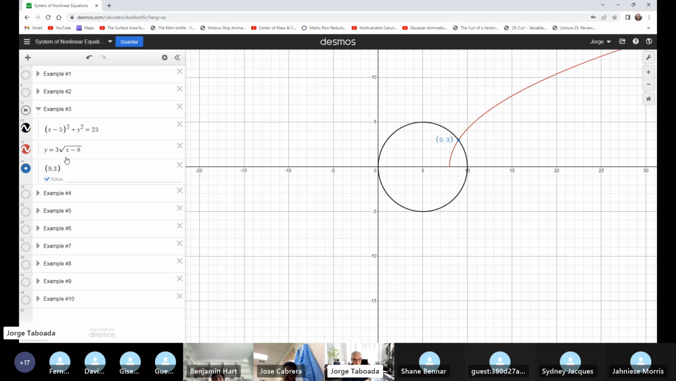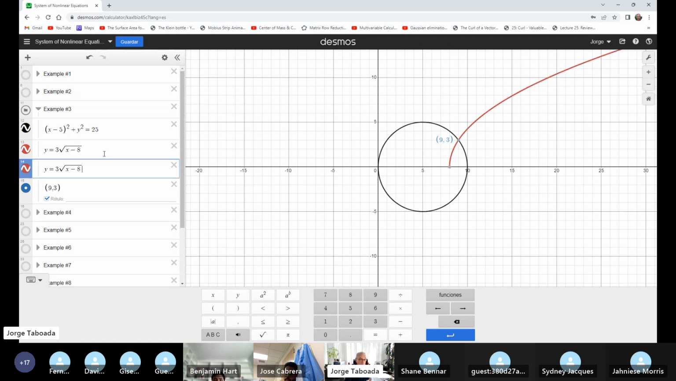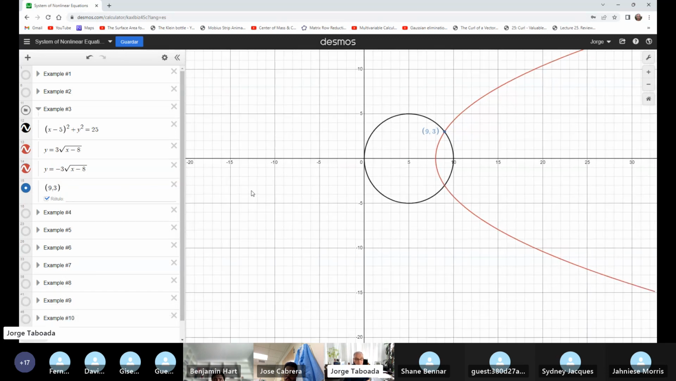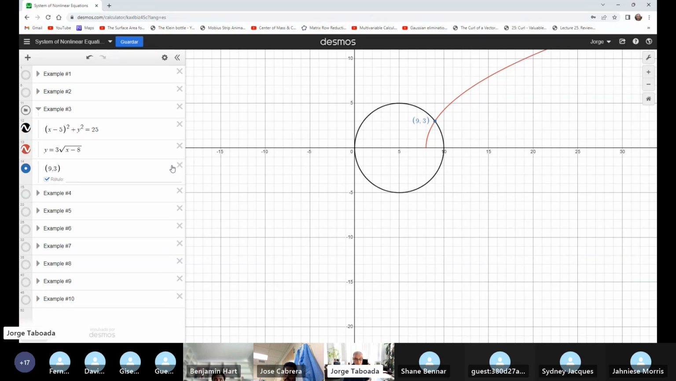Why only one branch? Well, the reason is because suppose I copy this. I press Ctrl+C, I copy, I put another line, Ctrl+V, paste. Then I put a negative sign here, and you see the full parabola. Remember, when you compute the square root, you have plus and minus. But in this case, no. Why not? Because the equation was given at the beginning with a plus, not a minus. So that branch does not exist. That is the reason that we have only one solution.